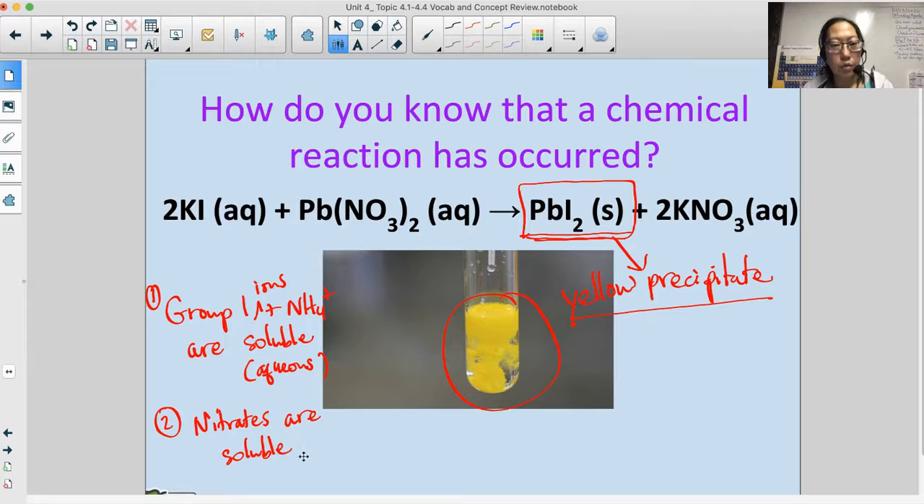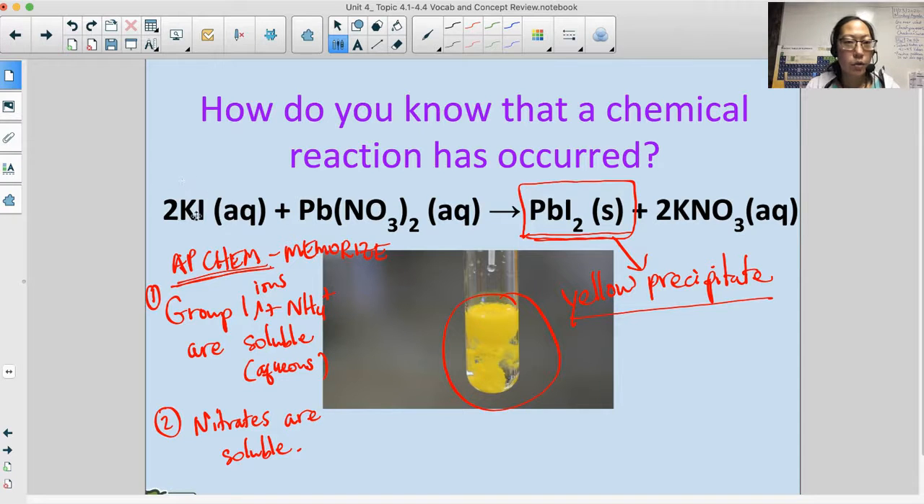And there are other rules as well, and you'll use them on your homework worksheet. But for AP Chem, these are the ones you need to know, need to memorize them. Okay? So you've got to memorize those two solubility rules.